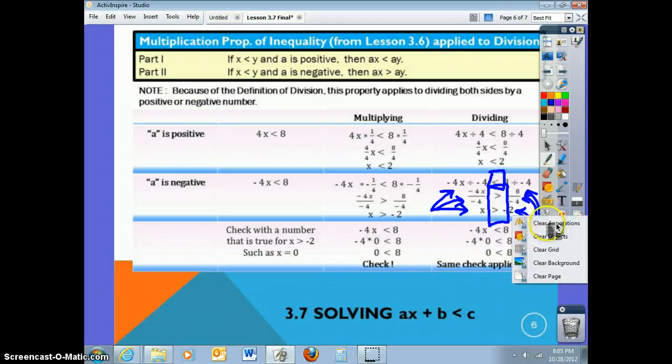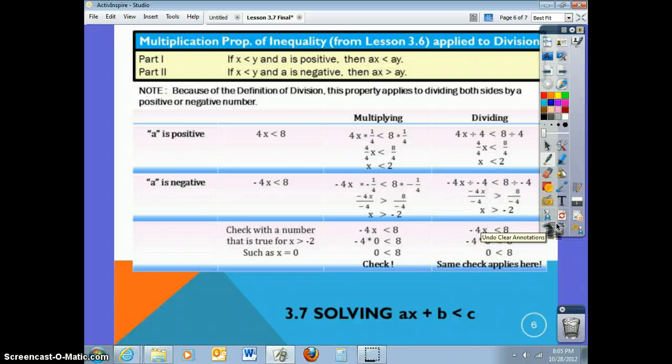inequality symbol. And the way you can prove that is by doing a check and saying, okay, take something that makes this true. Okay, take something that makes x is greater than -2 true. Well, 0, for example. 0 is greater than -2. Put it into the original equation, okay, and see if it works. So if I put 0 into the original equation, I get -4 times 0 is less than 8. And then I get 0 is less than 8.